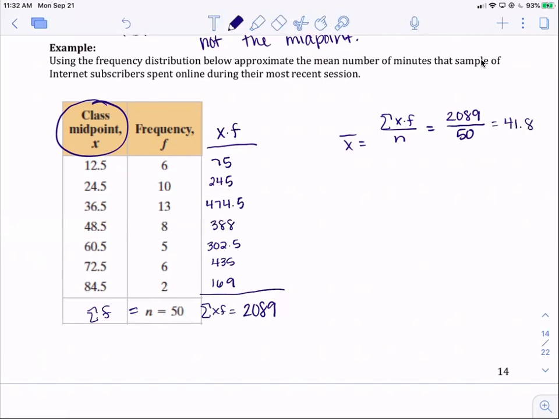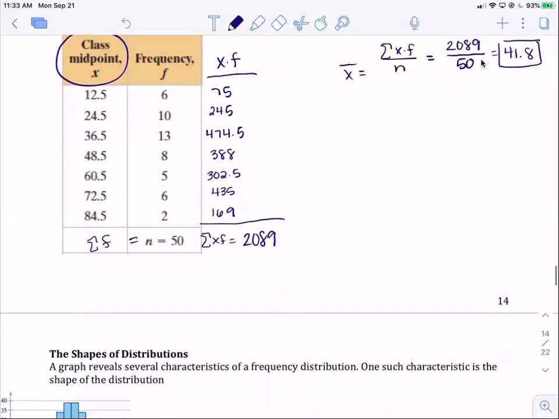41.8. Why is it 0.8 and not 2 decimal places? Rounding rule. The rounding rule. If you divide 2,089 by 50, you get 41.78. But our midpoints are something we had to calculate. Your original data is whole numbers. So that's why we round to 1 decimal place. Does that make sense?